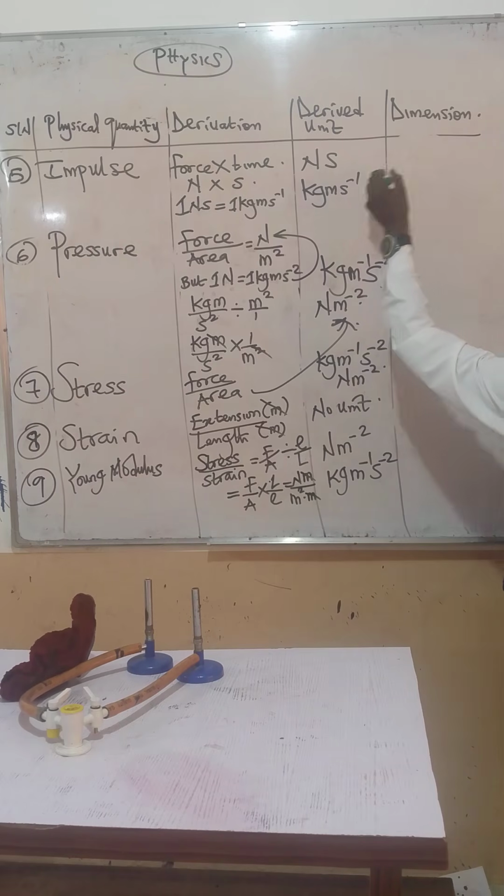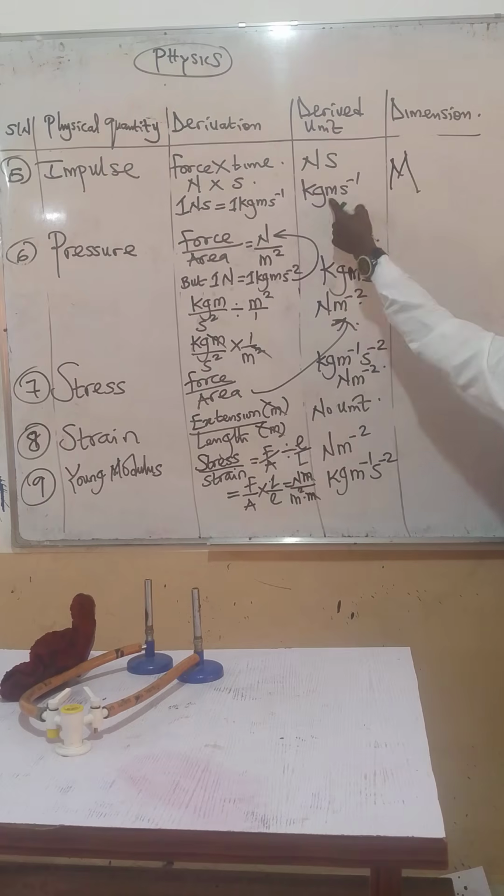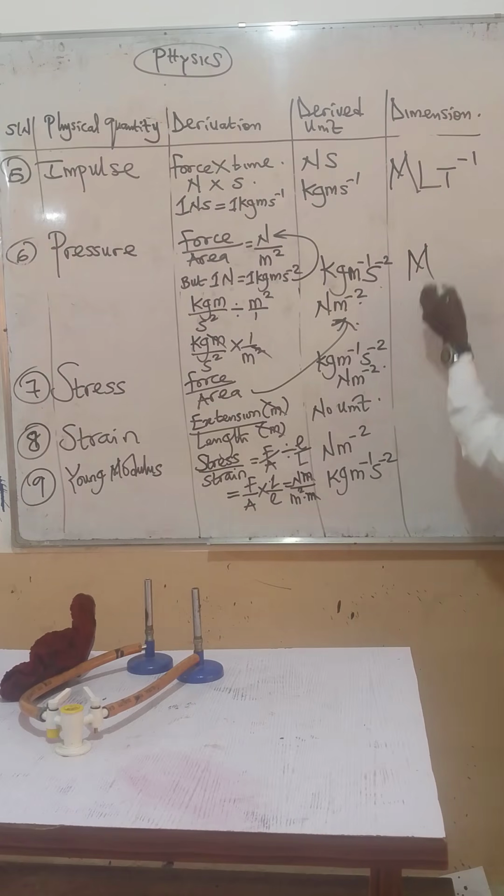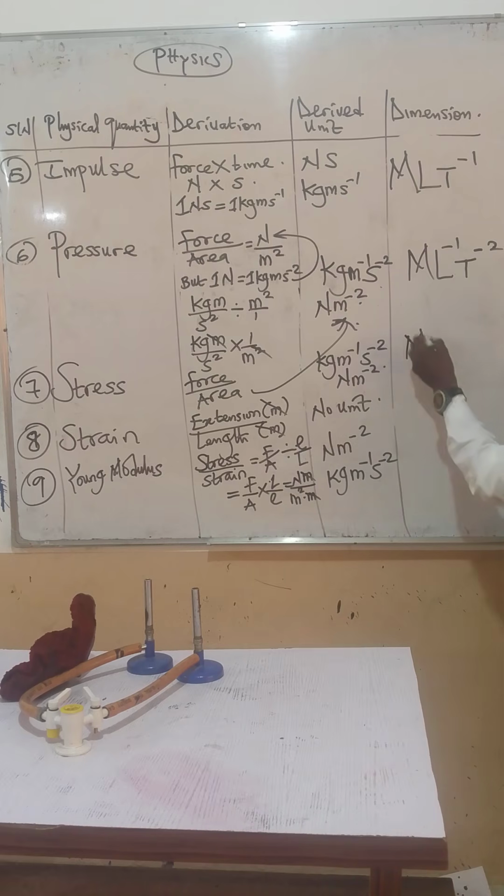Okay, for this kilogram, you have M, meters L, then T minus 1. Similarly, for this also, you have M for the kilogram, L inverse, then T raised to power minus 2 again. Similarly for this, you have M, L minus 1, T minus 2, then no units, no dimension. Then here also you have M, L minus 1, T minus 2.